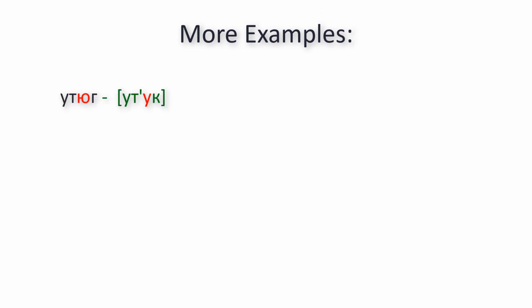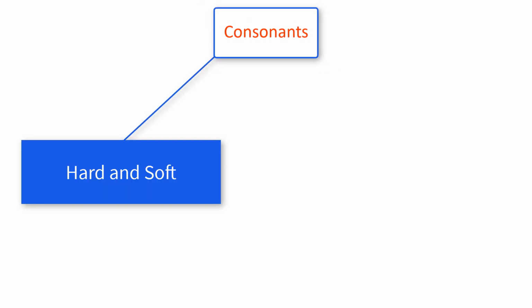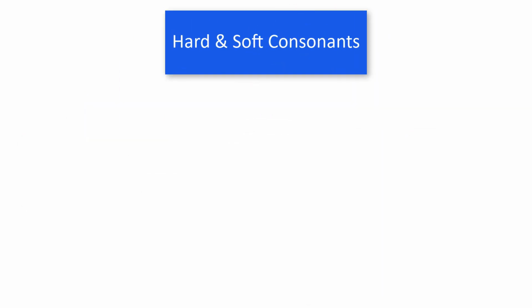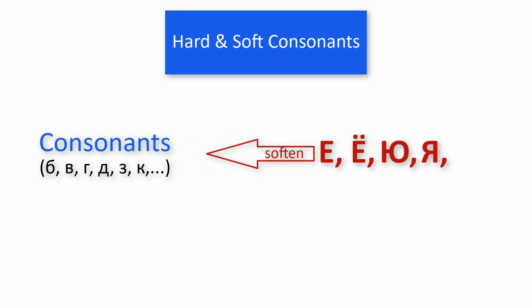Утюг, утюг. Мяч, мяч. Меч, меч. Let's now speak about the consonants. So, Russian consonants can be hard and soft, voiced and unvoiced. Hard and soft consonants. We've just talked about how the letters ye, yo, you, ya can soften the consonant that comes before these letters in a word. There are also two other letters that play the same role, the vowel e and obviously the soft sign.